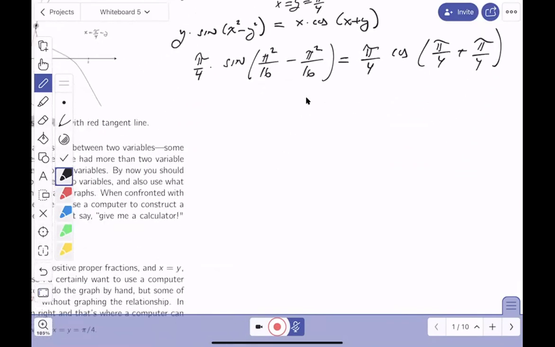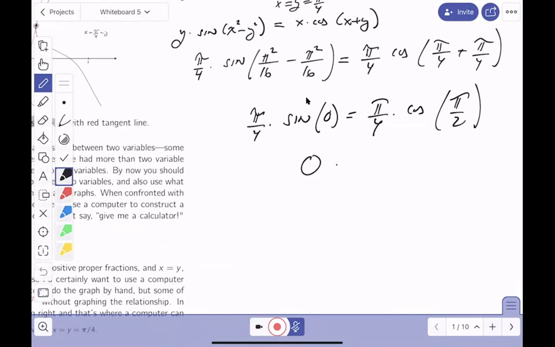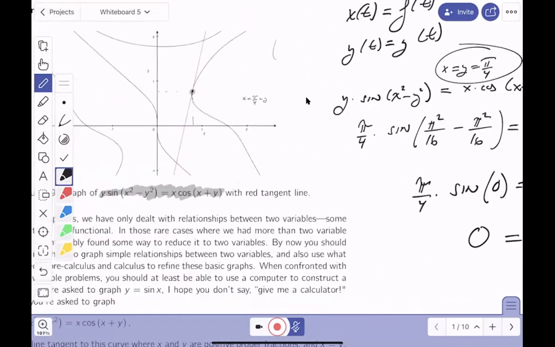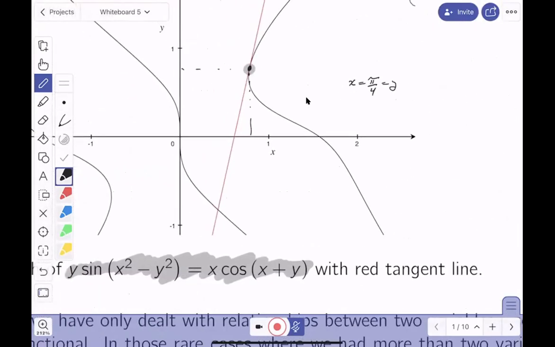What do you get over here? Pi over 4 times the sine, that's 0, right? Pi over 4 cosine, that'd be pi over 2, right? What's sine of 0? 0. What's pi over 4 times 0? 0. Pi over 4, what's cosine of pi over 2? 0. This worked. It's a miracle. Not really. We really do write problems where there are no miracles. So I know this point conclusively. And what is this point? It's pi over 4, comma, pi over 4.